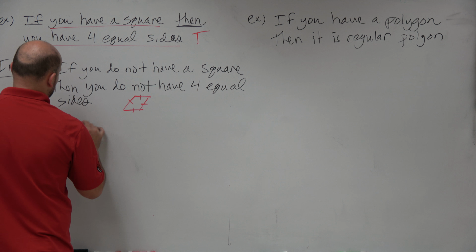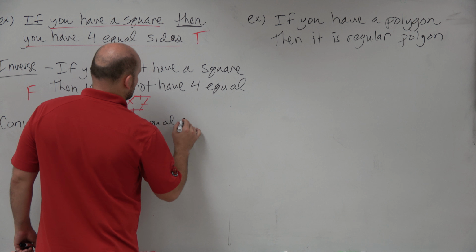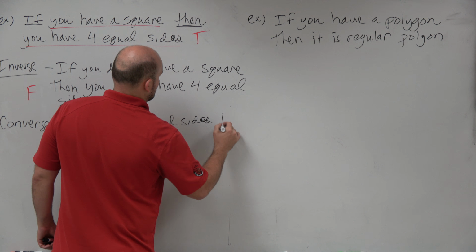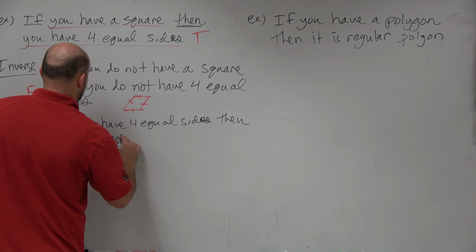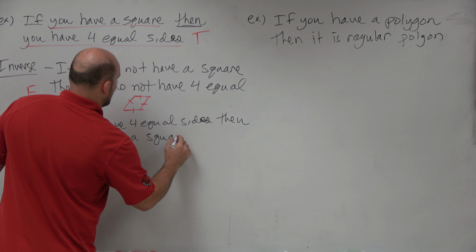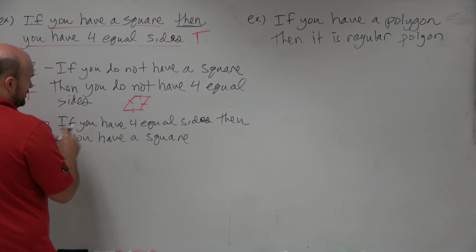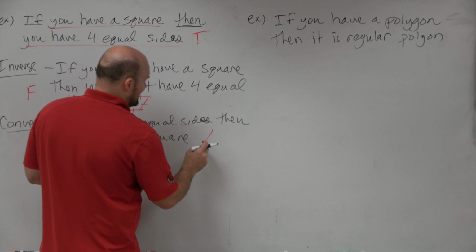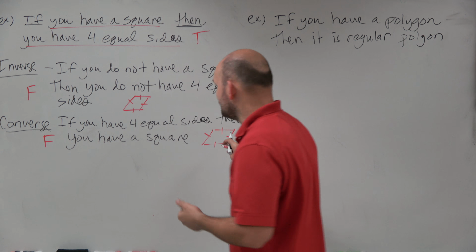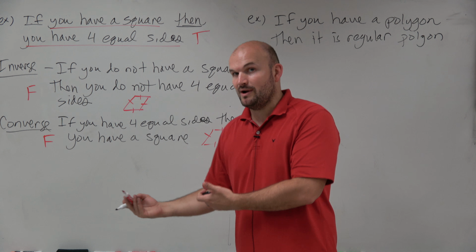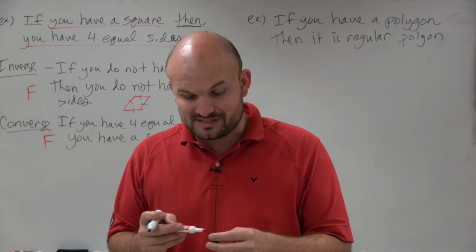So if you have 4 equal sides, then you have a square. And again, this is going to be false because if you look at this rhombus, here's my counterexample. This rhombus has 4 equal sides, but it is not a square. So the first part is true, but the conclusion is false. Therefore, the statement is false.